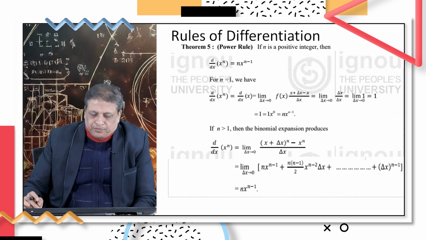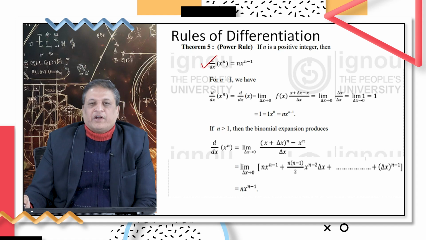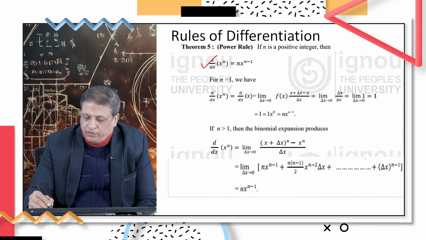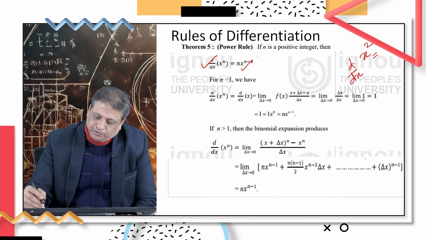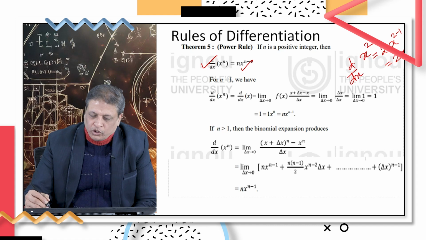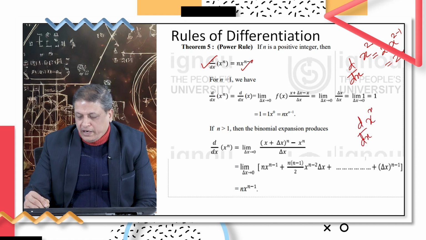On the same lines, we have a power rule, which we had discussed when we were solving our very first example, where we had solved x square. So d dx of x square was computed only on the basis of this formula, that is 2 into x to the power 2 minus 1, and that turns out to be 2x. The power rule says that d dx of x to the power n is nothing but n x to the power n minus 1.